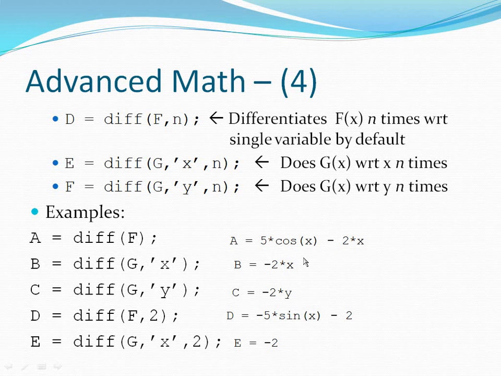If I wanted to differentiate f twice, you just plug in f and then 2, and it'll differentiate this twice. So this is basically the derivative of this, which is minus 5 sine x minus 2. And then if I wanted to differentiate g with respect to x twice, it'll just give me the number minus 2, right? Because this is the derivative once, and if you differentiate it twice, you get minus 2.